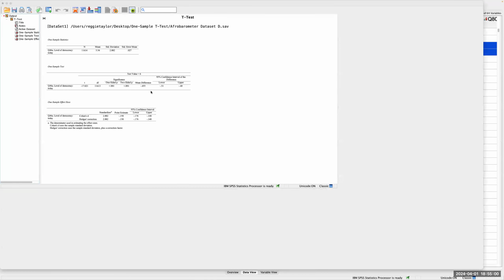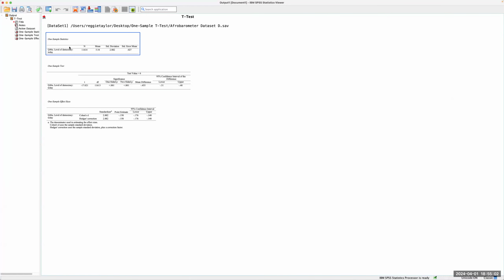And you'll be presented with output that you can make the write-up from. Taking a look at this, I know it looks pretty small, but can you tell me if there's a significant difference between the levels of democracy today and the mean score, or the predetermined value, of 6? Anyone want to take a stab at that? Anybody? Yes, p less than 0.001.